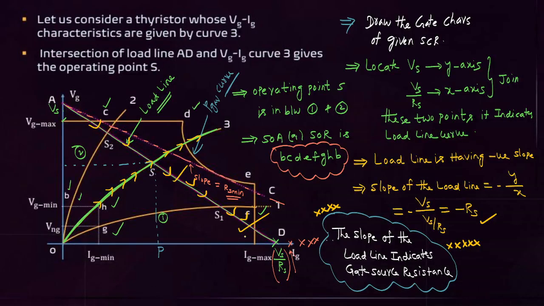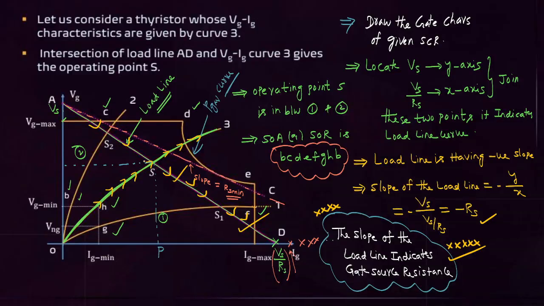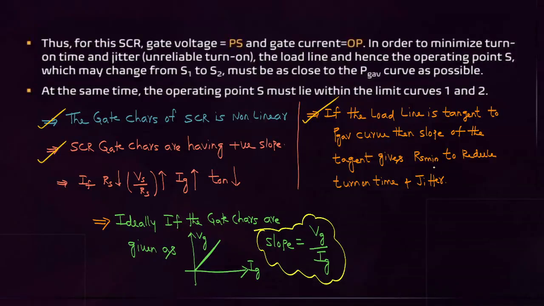If you find the slope of this load line, that slope directly gives the gate source resistance. Some important observations I gave: gate characteristics are non-linear, and SCR gate characteristics have a positive slope. If the load line is tangent to the PZAV curve, the average power dissipation curve, then the slope of this load line indicates the minimum value of gate source resistance to reduce the turn on time or jitter.